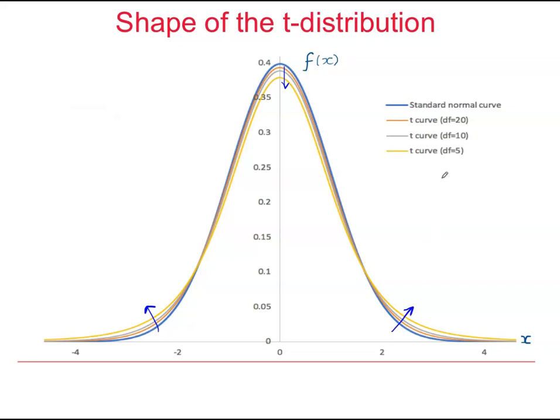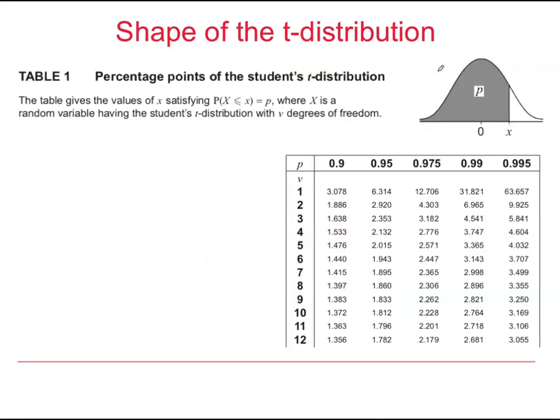For a large value of the degrees of freedom, the t-curve will be very similar to the standard normal. But as the number of degrees of freedom reduces, we can see how the distributions do diverge, especially in the tails. Here is part of the table provided by AQA.